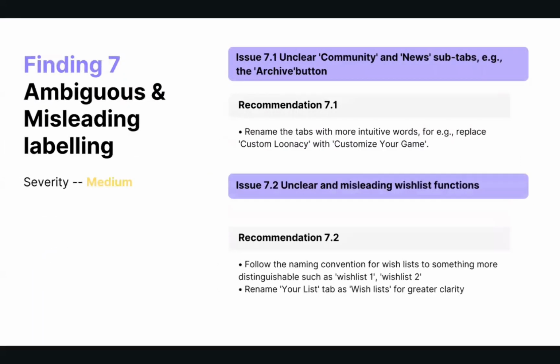Finding 7 is the ambiguous and misleading labeling. Issue 1 is the unclear design for the subtabs under the community and news tab. We recommend the website to rename the tabs with more intuitive words. For example, replace custom lunacy with customize your game. Issue 2 is the unclear and misleading wishlist function. For this one, the website could follow the naming convention for wishlist to something more distinguishable, such as wishlist 1 and wishlist 2. The website could also rename your list tab as wishlist for better clarity.